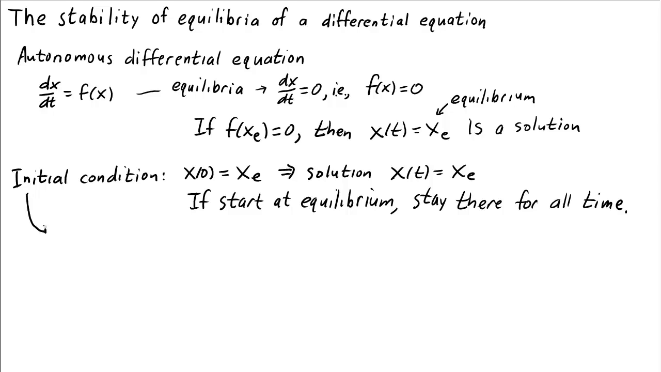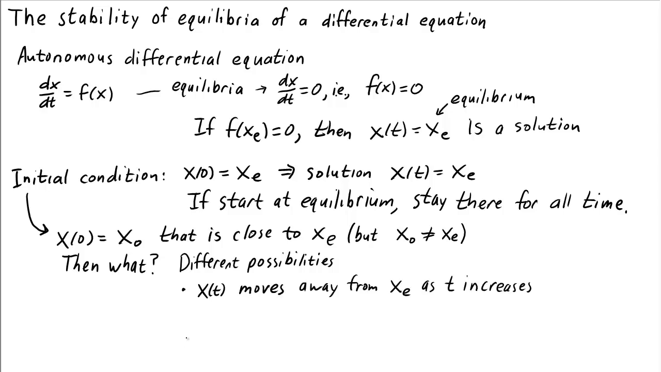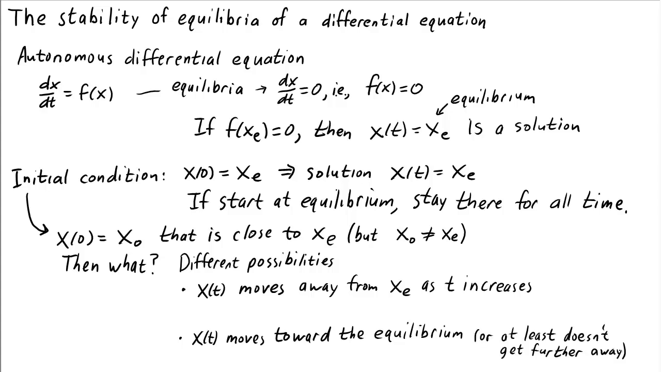But what if we have a different initial condition? What if we have the initial condition x at time 0 is some number, x naught, that is close to x sub e, but not exactly equal to the equilibrium x sub e? Then what happens? Well, there are different possibilities. Maybe x of t moves away from the equilibrium as t increases. Or maybe x of t moves toward the equilibrium. And we'll include in the second possibility that it at least doesn't get any further away, it just stays the same distance away.